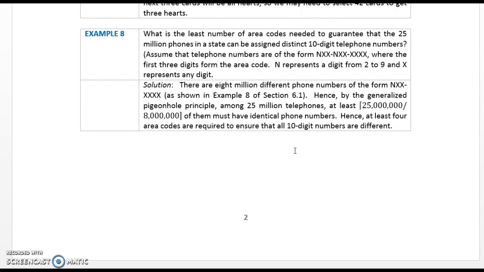Solution. There are 8 million different phone numbers of the form NXX-XXXX, as shown in Example 8 of Section 6.1. Hence, by the generalized pigeonhole principle, among 25 million telephones, at least the ceiling of 25 million divided by 8 million of them will have identical phone numbers. Hence, at least 4 area codes are required to ensure that all 10-digit numbers are different.